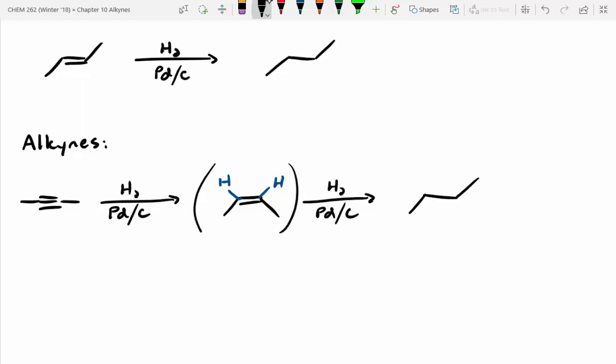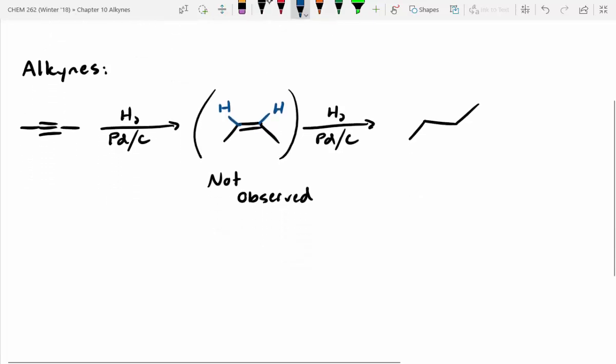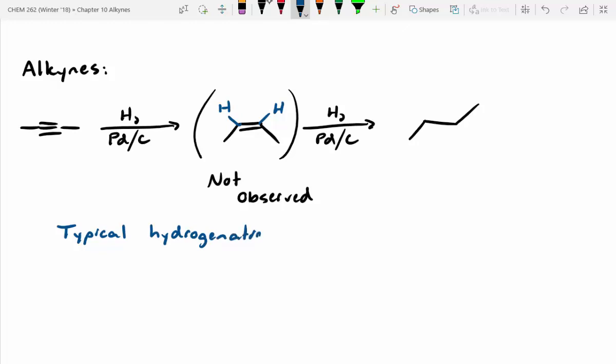So you can't observe this. You always go from your alkyne with the triple bond all the way to the alkane, meaning straight to your single bond. So let's make a note. Typical hydrogenation will overshoot and go directly to your alkane.